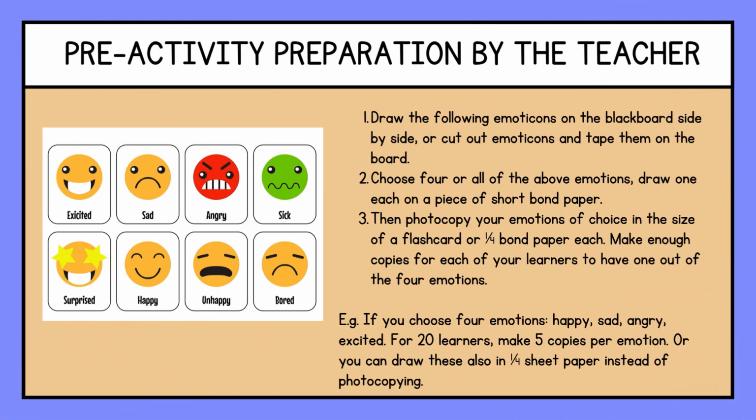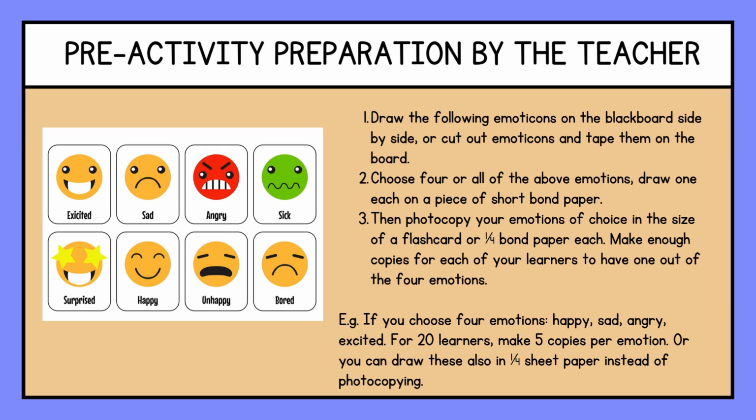Pre-activity preparation by the teacher. Draw the following emoticons on the blackboard side by side, or cut out emoticons and tape them on the board. Choose 4 or all of the above emotions. Draw 1 each on a piece of short bond paper. Then photocopy your emotions of choice in the size of a flashcard or 1/4 bond paper each. Make enough copies for each of your learners to have 1 out of the 4 emotions.